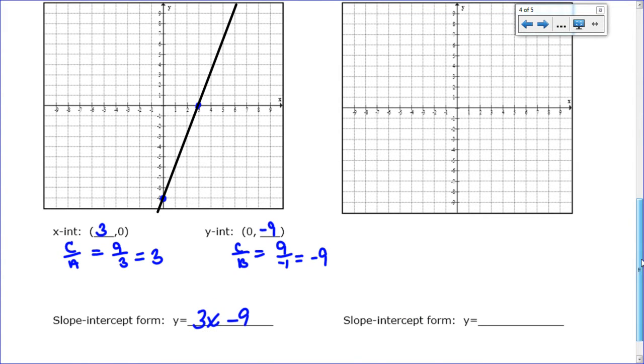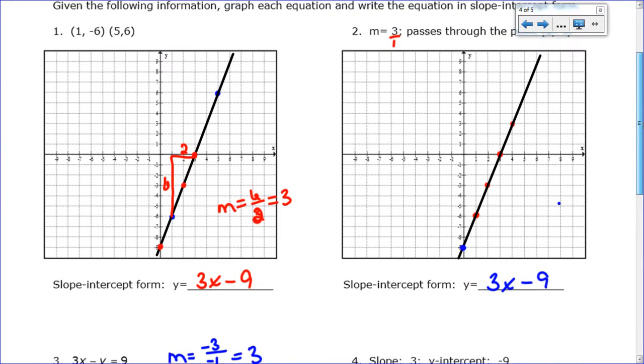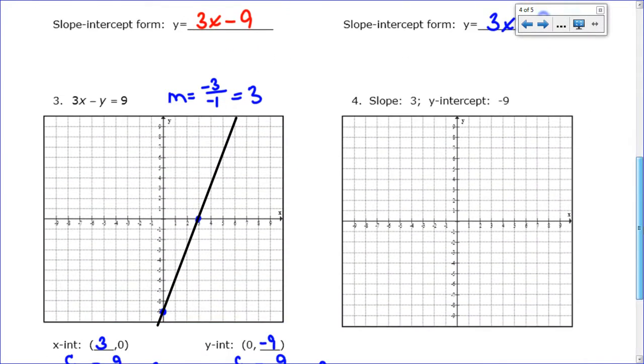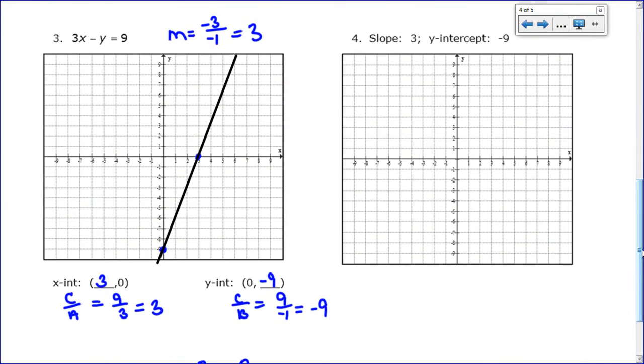Well, I've been given 3 different pieces of information, and I've made the same graph every single time. So guess what's going to happen with number 4? Well, let's see. The y-intercept's -9. Yep. The slope is 3. Up 3 over 1. It looks like I have again drawn the same line.